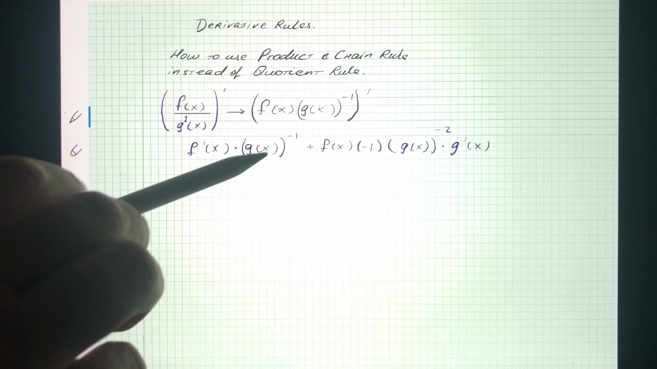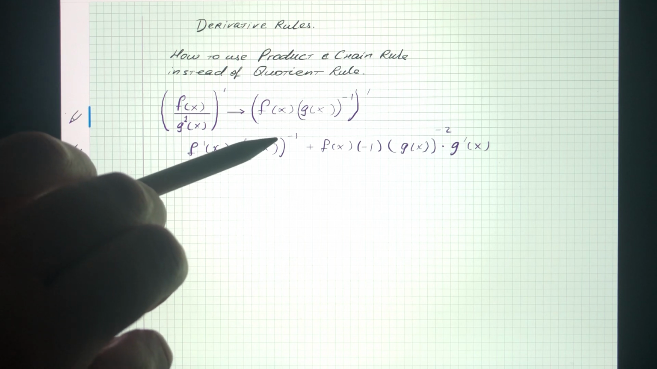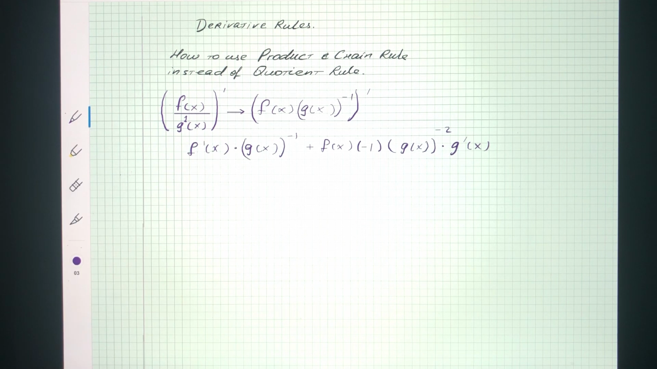Now let's change all the exponents from negatives to positive. So that means we're bringing all of those terms down, which means we have f prime of x divided by g of x. Then we have a minus, because the plus times minus is a minus. f of x times g prime of x divided by g squared.